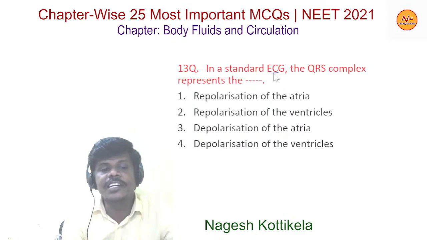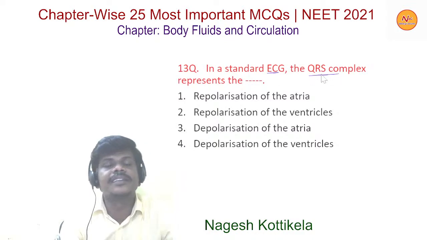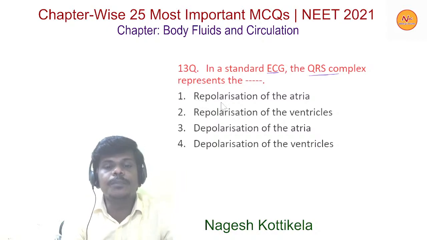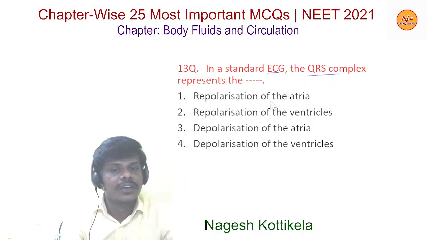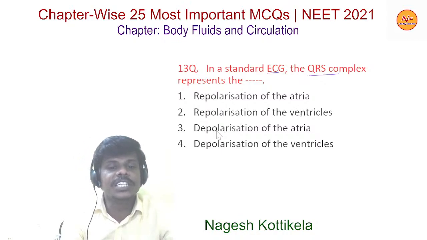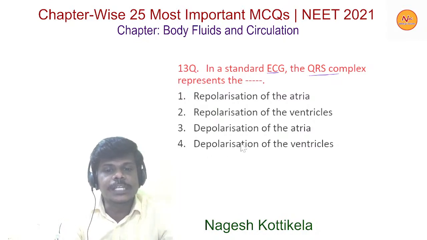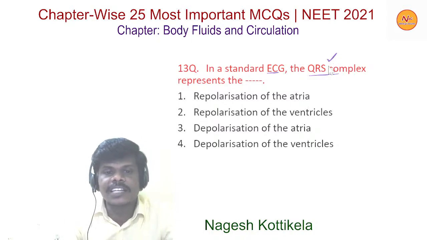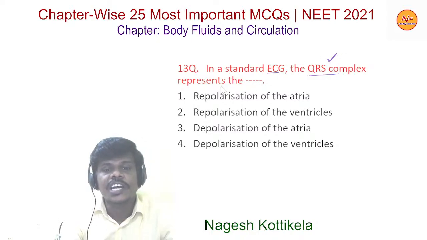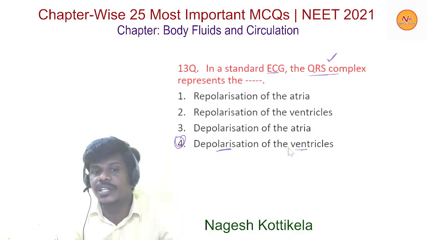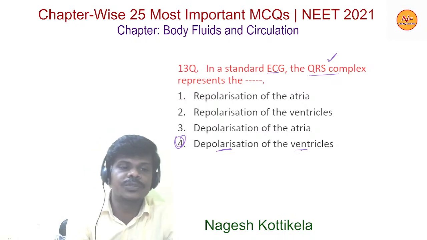In a standard ECG, QRS complex represents dash. Option 1 repolarization of the atria, option 2 repolarization of the ventricles, option 3 depolarization of the atria, and option 4 depolarization of the ventricles. So here the QRS complex in a standard ECG represents depolarization of the ventricles. So this is the right option. Now moving to the next question.